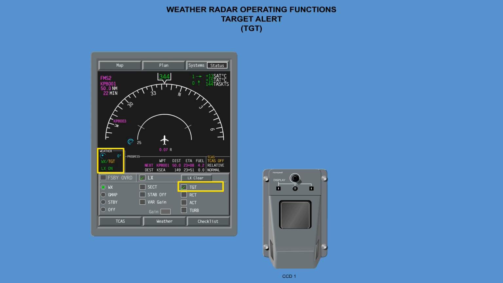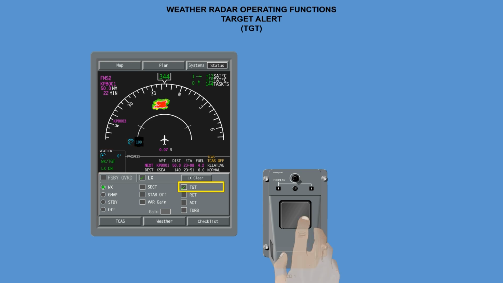This annunciation advises the flight crew that potentially hazardous weather lies directly in front and outside of the selected range. When this warning is received, the flight crew should select longer ranges to view the questionable target. The target alert is inactive within the selected range.